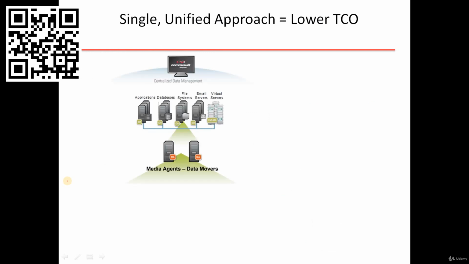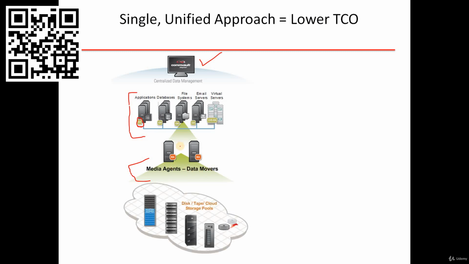Let us look at a quick overview of the architecture. If you see here, we have these production servers, which are our application and database servers. Using a single management interface, we are going to install the agents on these production servers to protect the data. Then we can set up media agents, which are also known as the data movers. The purpose of this media agent is to store the data into different disk libraries or tape libraries or cloud storage pools.